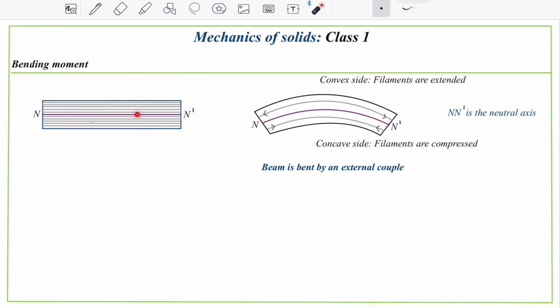will experience a force which points outward, and the filaments below the neutral axis will experience a force that points inwards, and N dash is the neutral axis. When the beam bends, the filaments above the neutral axis will experience a force that is acting outwards, and filaments below the neutral axis will experience a force that is acting inwards. So we have a couple.